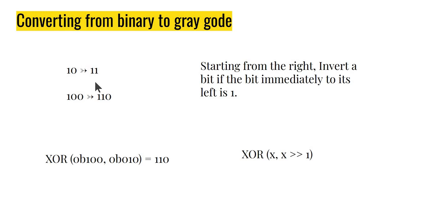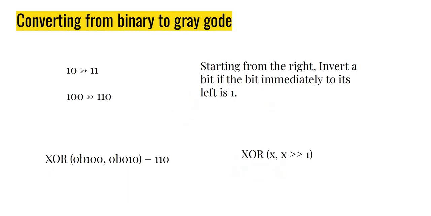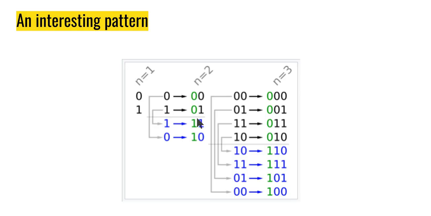Well, in fact, the rule is very simple, and that is kind of visible from this pattern if you think about it carefully. The idea is that I start from the rightmost bit, which is 0. I look at the previous bit, which is the bit to the left side. If it is 1, then I will go and invert it. So that's why 10 becomes 11 in gray. And you notice that's exactly what it is.